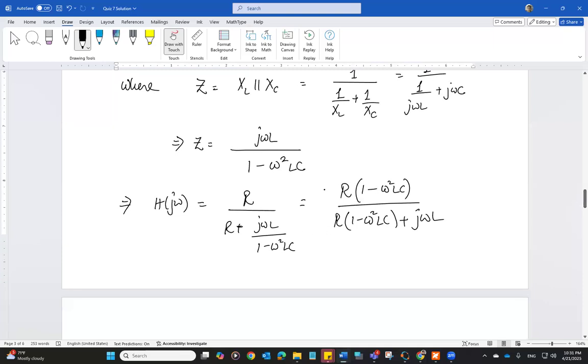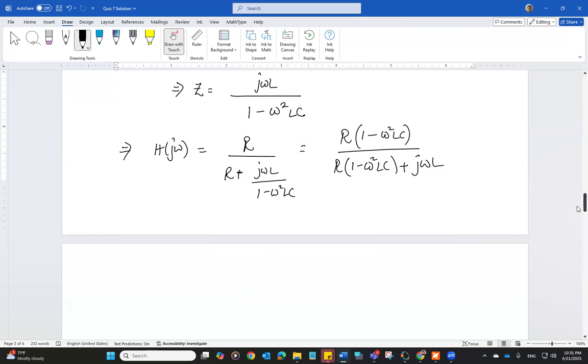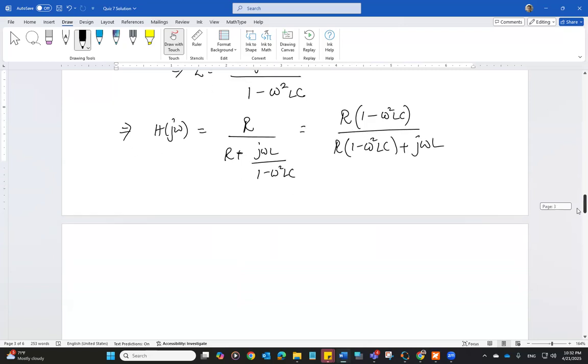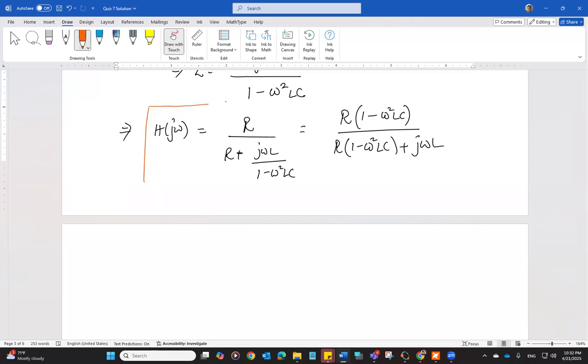As you can see, the numerator is real and the denominator is a complex number. So I can leave it as my transfer function, or I can multiply it by R and then write it down in terms of R minus omega square RLC, and the denominator will be R minus omega square RLC plus j omega L. It doesn't really matter which way you want to write it. But this is your transfer function, which is basically the answer to the first part.